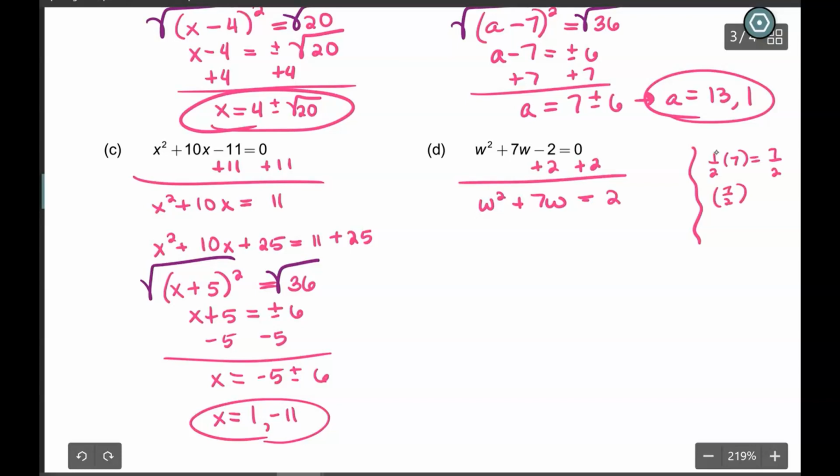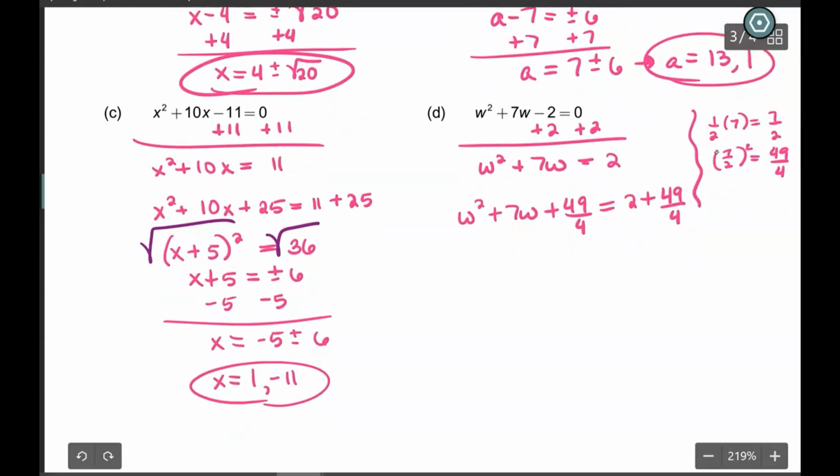And then I want to square 7 halves. That's going to be 49 over 4. Remember, fractions, we square the numerator and denominator. So here I'm going to have w squared plus 7w plus 49 over 4 equals 2 plus 49 over 4.